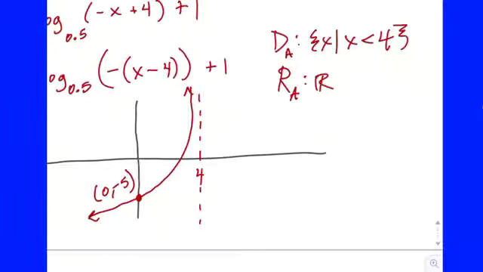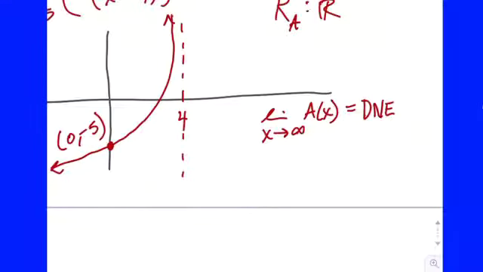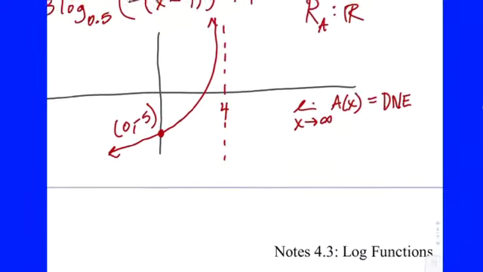All real numbers all day long. What would be the limit as x goes to infinity of A of x, Caitlin? D/N/E. Excellent. This graph does not have right-hand behavior because it stops at +4 and doesn't live to the right of +4. So as we go out to infinity, there's nothing to go out on. So it's D/N/E for a very different reason. There is no graph there.